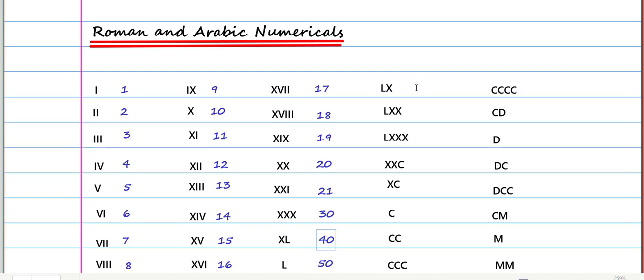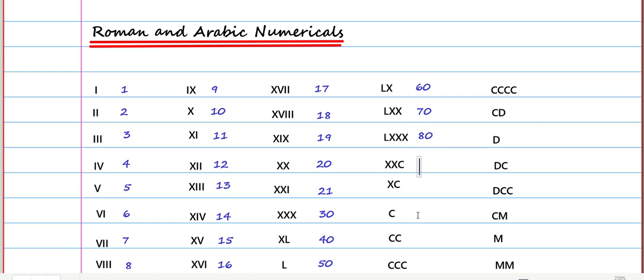What is this going to be? This will be, X is coming after, that means we need to add. L is 50, 50 plus 10, this is 60. What is this? L is 50, right? And then 10, 10, 20, 50 plus 20, this is 70. And similarly, this is going to be 80. And what is this?